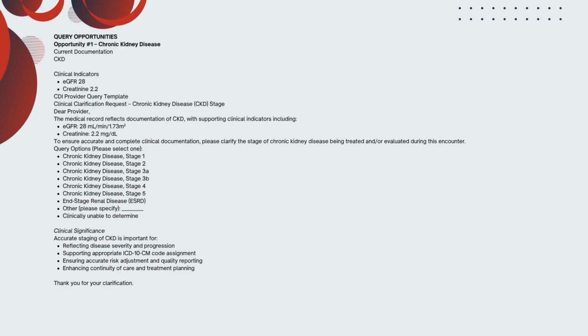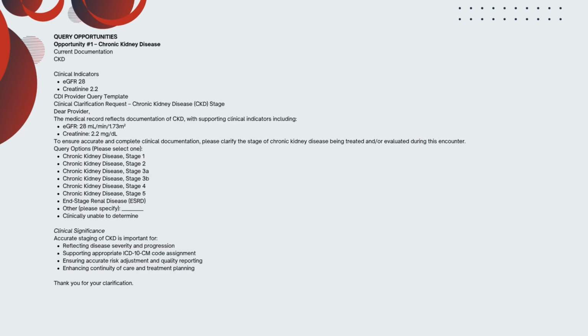Query opportunities. Opportunity number 1. Chronic kidney disease. Although I will hold on this until after nephrology has seen the patient so an accurate documentation of the stage can be coded. Current documentation: CKD. Clinical indicators: eGFR 28, creatinine 2.2. You can also add nephrology consultation on the clinical indicators.